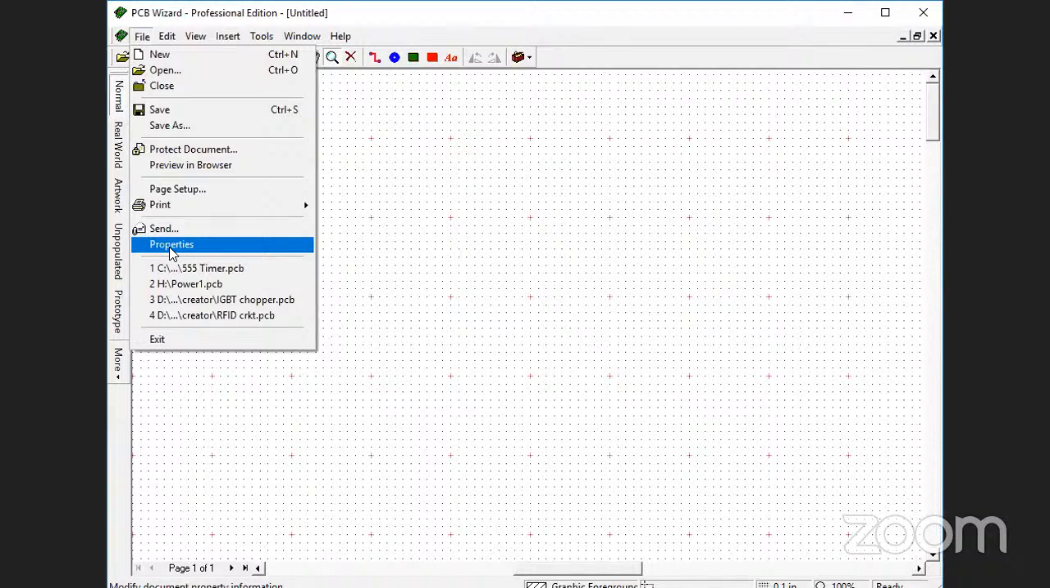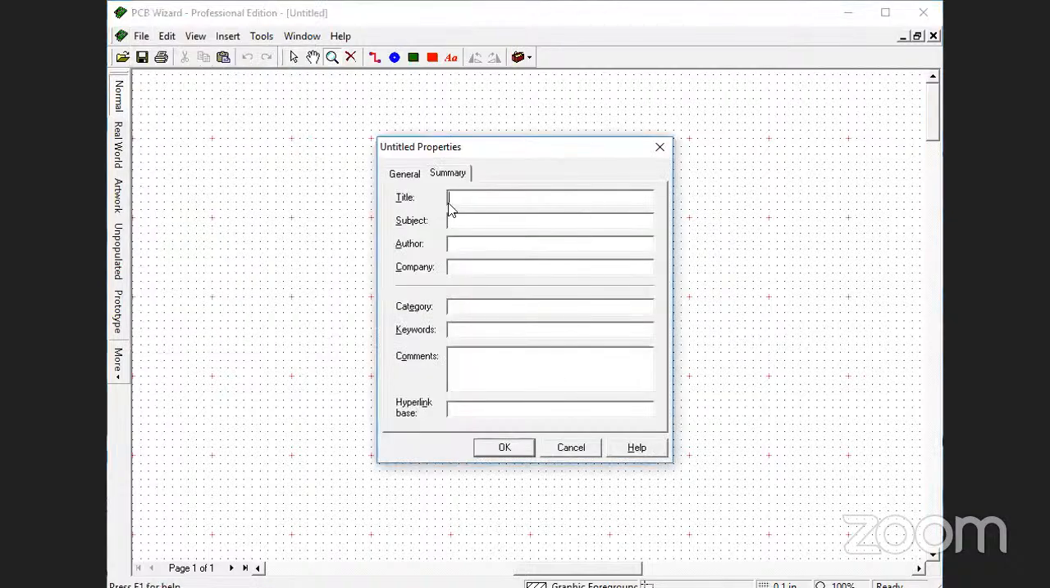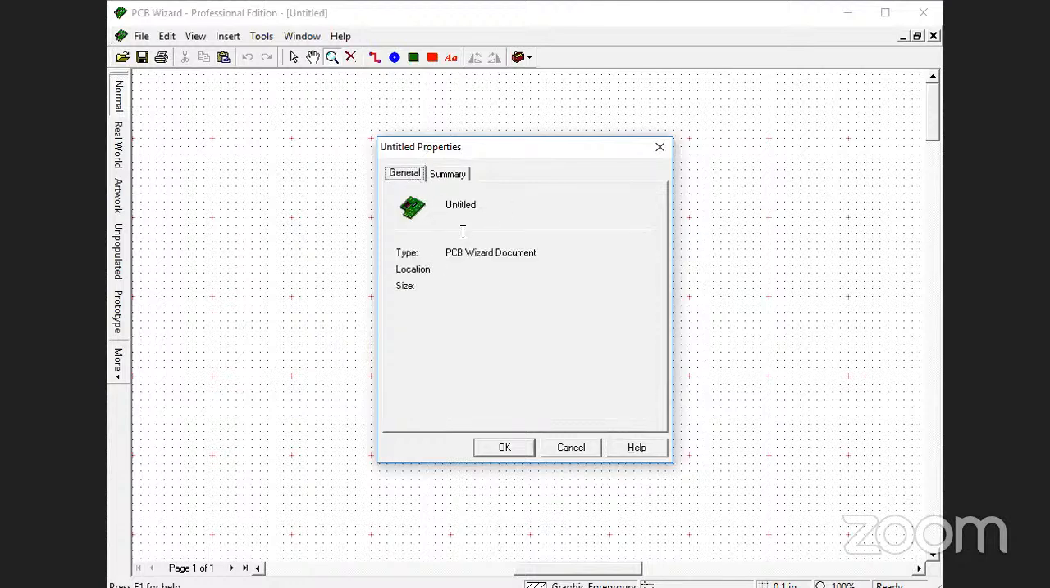From the properties, you can see the different title of this particular project, subject of that particular circuit, author of this particular circuit design, for which company this circuit is made, category of this circuit, keywords related to the circuit, any comment you want to put inside for user understanding, or any link you want to provide for the user to access, you can give it over here inside the general tab, right? Inside the general tab, you can see untitled, type of PCB wizard document, location, size, everything is given.